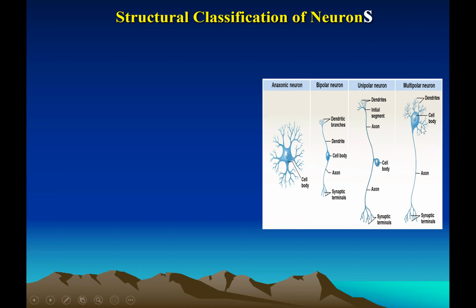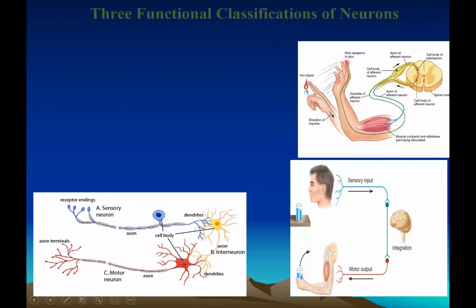Multipolar neuron is the neuron anatomy that we just studied. It has a very long axon and a lot of dendritic branches on the cell body. This is the most common, and this is found in your brain, in your central nervous system. So different parts of the body have these different types of neurons.